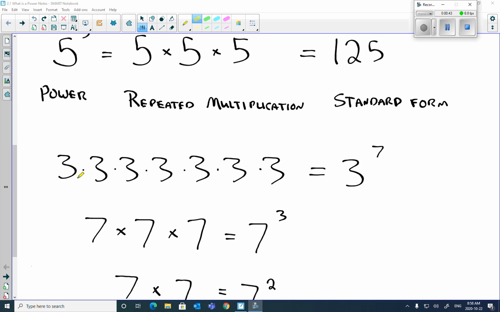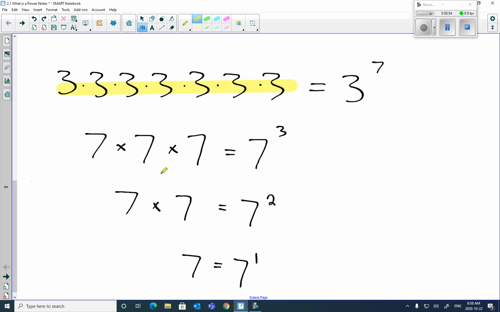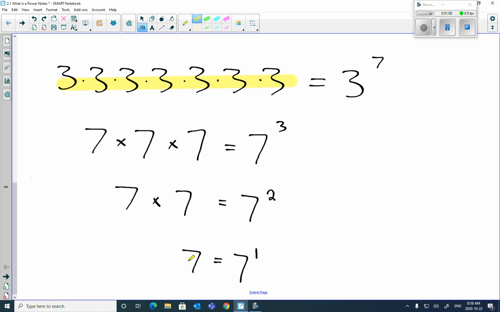We do this because we get stuff like this. Look at all these 3's here. It's ridiculous. But we can shorten it up into 3 to the 7, right? And remember, that doesn't mean 3 times 7. It means 3 times itself 7 times. 7 times 7 times 7 is 7 to the 3. 7 times 7 is 7 to the 2. The reason I did this, if you look down here, is that 7 equals 7 to the 1. Normally we don't write the 1 in, but be aware of it because for some of the rules coming up, we need to know there's a 1 there.